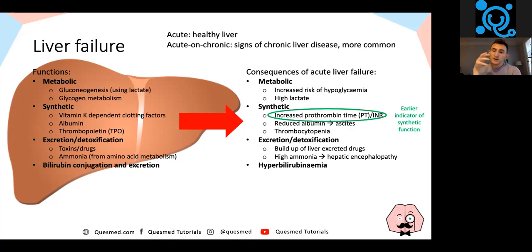And your prothrombin time is your earliest indicator of synthetic function. So for anyone who you suspect of having acute liver failure, it's important to send an INR to look for their synthetic function.